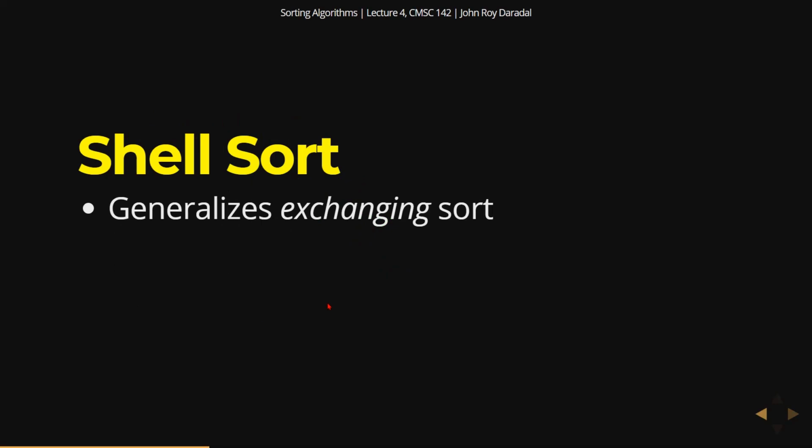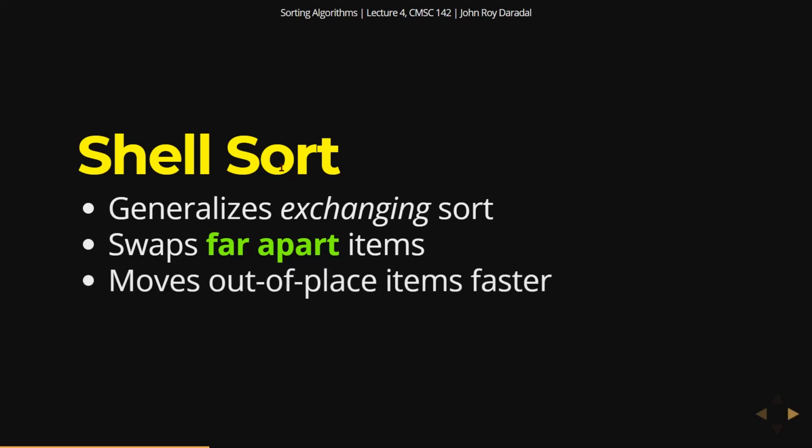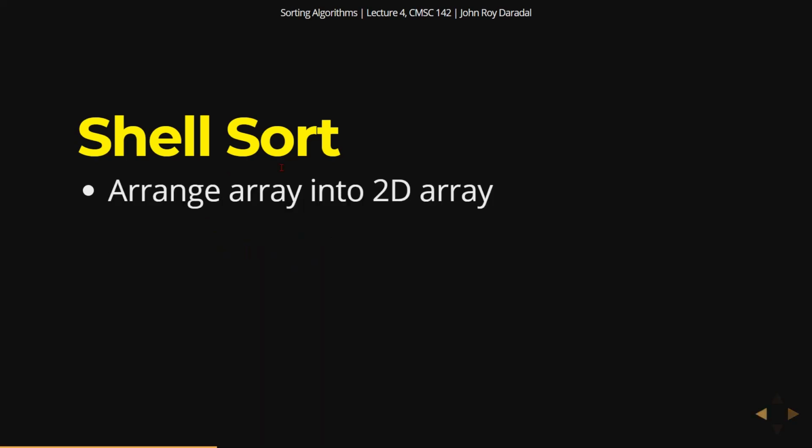Then the next one is something called shell sort. Shell sort generalizes exchanging sort algorithms in that it swaps far apart items. So earlier, we saw that for bubble sort, we swapped adjacent items. Now shell sort can do this faster by swapping far apart items, so it can move out of place items faster than bubble sort.